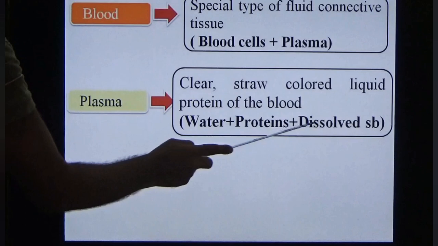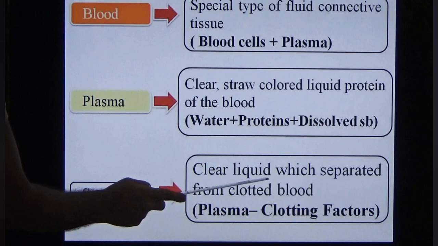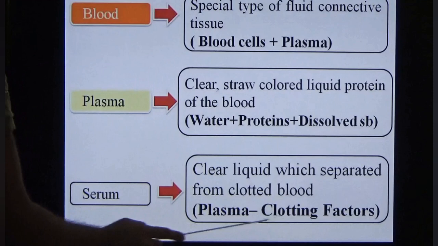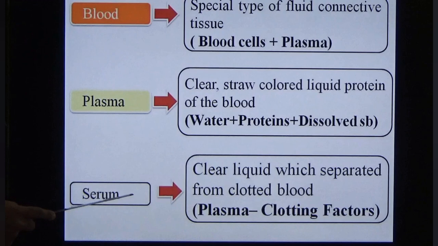Okay. What is serum? Serum is very simple. It is the clear liquid which separates from clotted blood. That means plasma minus clotting factors is known as the serum. It is not removing the whole protein part, it is removing the clotting factors only. Then it is known as the serum. So taking this serum and studying whether the person is infected or not is known as serology. It is very simple.